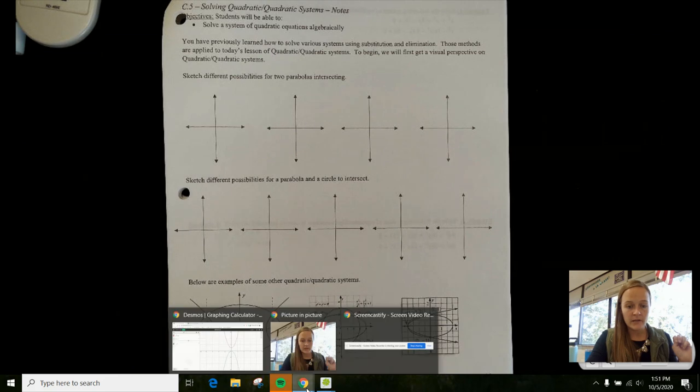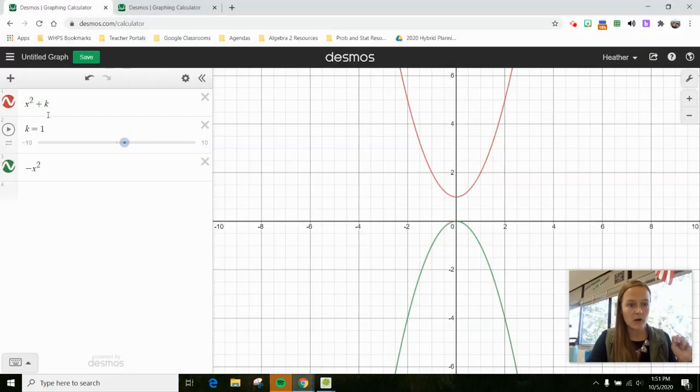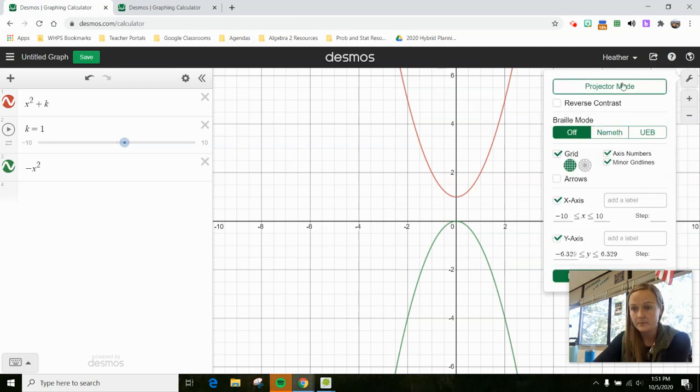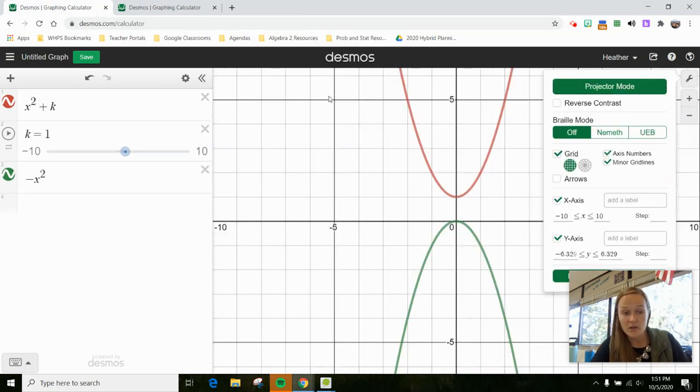So I have already brought up Desmos to show you a couple of ideas. So here on the screen, you see two parabolas. I'm going to sketch this right now in my notes because right now I'm looking at two parabolas that demonstrate a system and they have no solution because they never intersect. So there's no solution there.